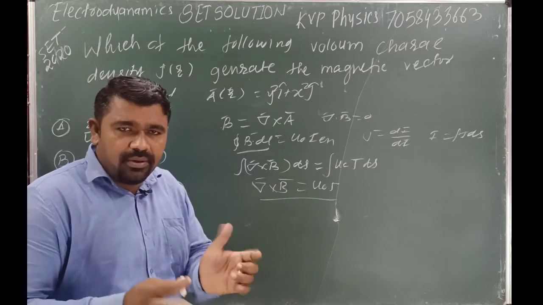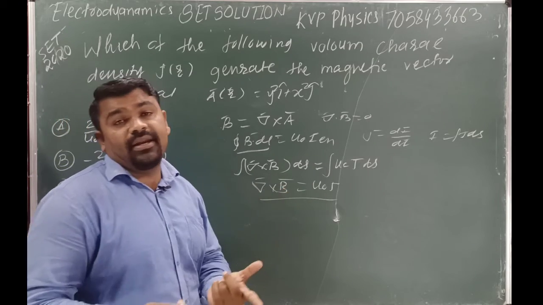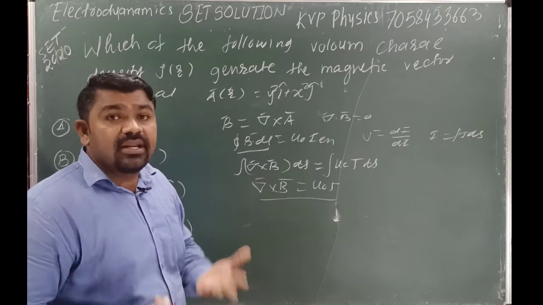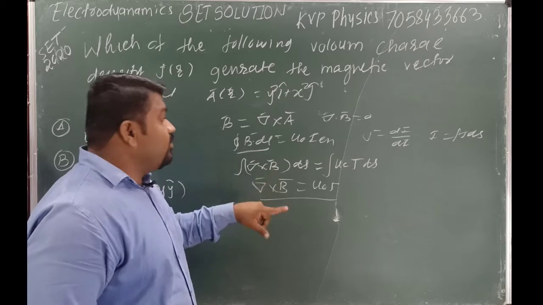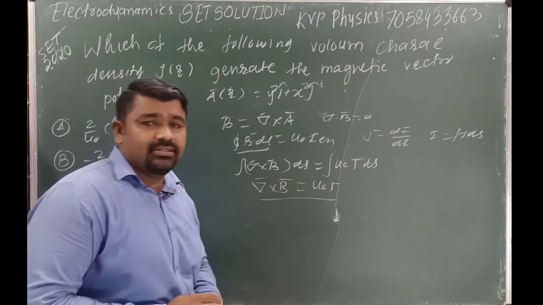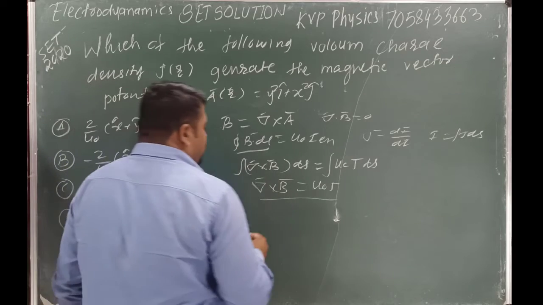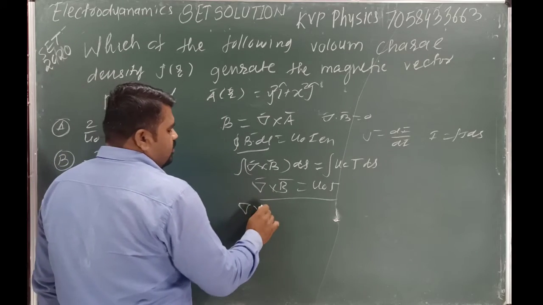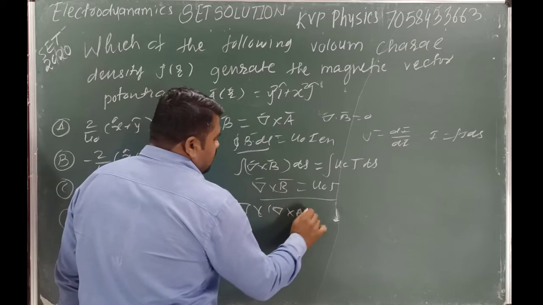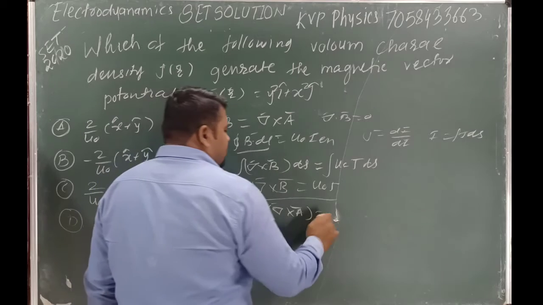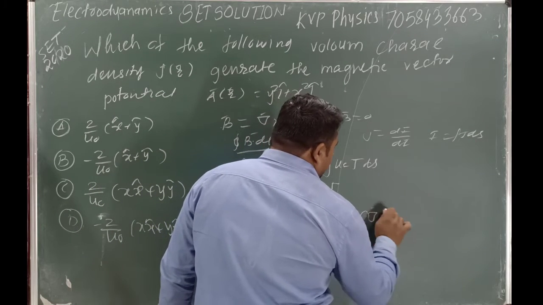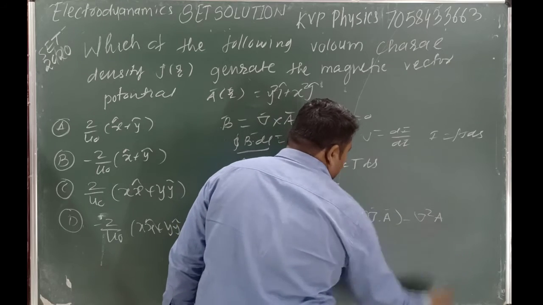We can't directly write this equation in terms of A because we don't know the relation between J and A. We know the relation between B and J, and between B and A also. Hence we first take B with J. What is the relation between B and A? B bar is equal to del bar cross A bar, so del bar cross B bar is del bar divergence del bar dot A bar minus del square A.